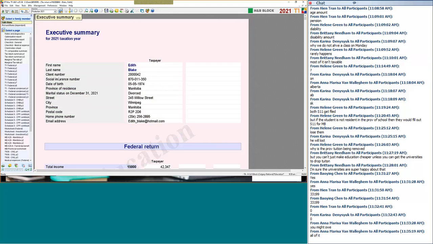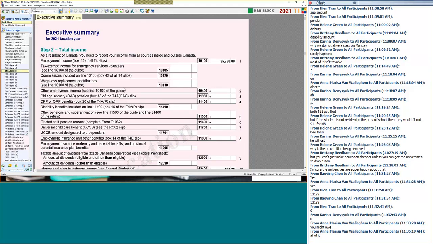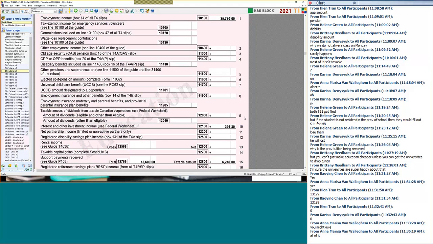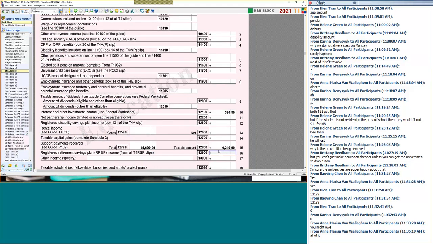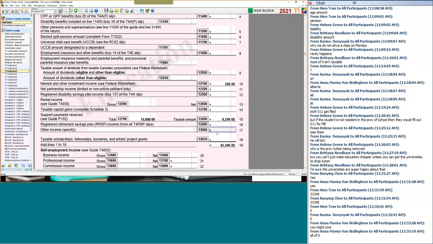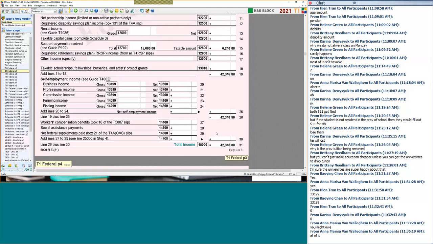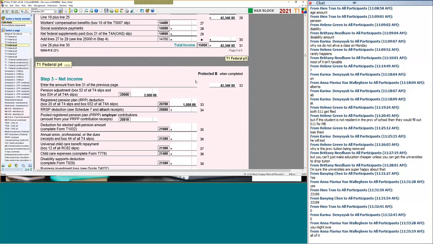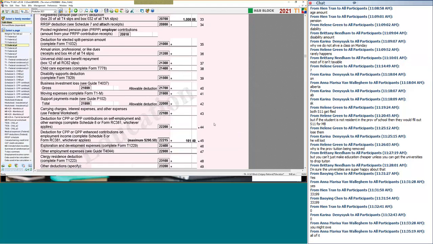All right. Edith's return, going to look a little bit different. For her income, she has employment income, she has dividend income, she has support payments. What does she have to report for support payments? All of the support she received, and then the taxable portion has to show up as taxable income for her. It doesn't matter if Kenneth declares it or not. She doesn't know what he's doing on his tax return, but it is taxable income for her. $42,346.80 for her. And she does have a pension, registered pension plan deduction, CPP, and so on. I think that's basically it for her.